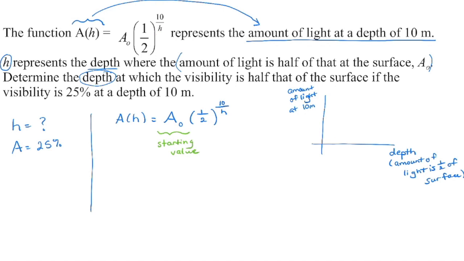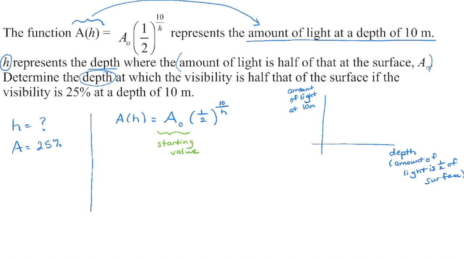And we're trying to figure out what that depth is when our visibility is 25% of that value. So we've got 25% is A. This half of the visibility of the surface, that is what this function is showing. So it is already the amount of light, half of that at the surface. So I don't need to worry about that. We can only have one variable when we're trying to solve an equation, and we've already established the variable that we're looking for is h. So we need to put something in for the y, and we need to put something in for the starting value. And you have a couple of choices here.